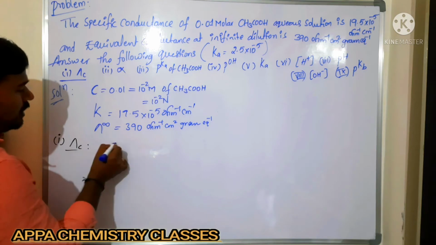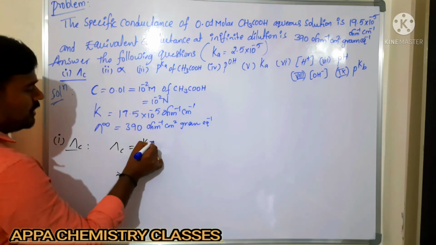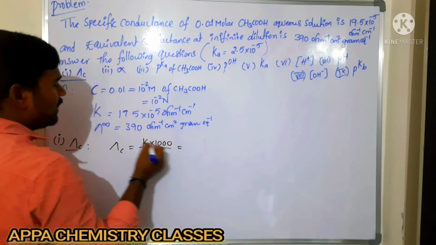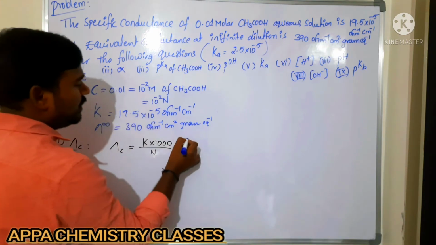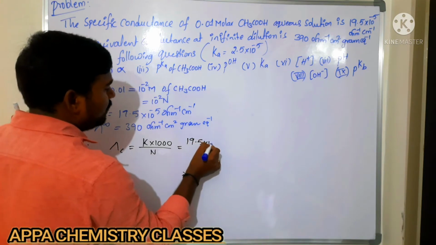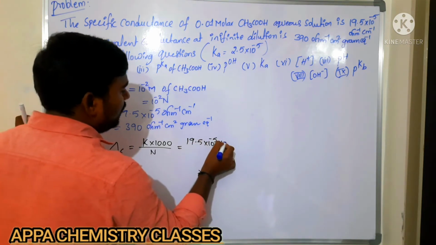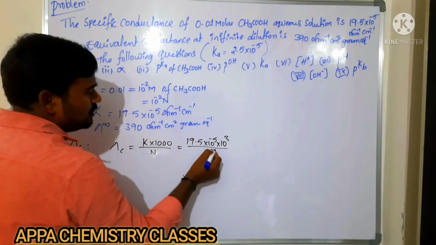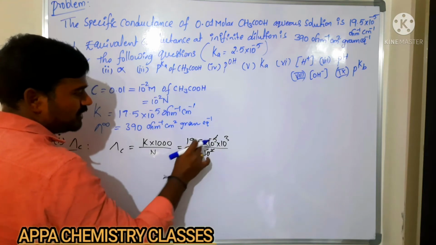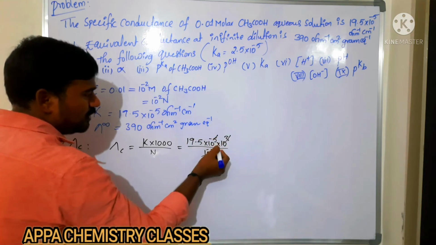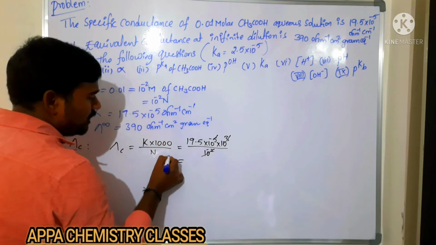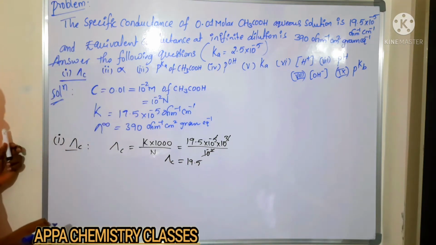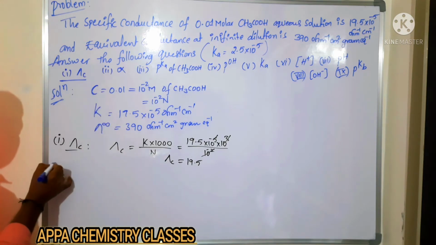We know that the equivalent conductance at a particular concentration is equal to K into 1000 by normality. So what is K here? K is the specific conductance, that is 19.5 into 10 power minus 5, into 10 power 3, by normality, which is 10 power minus 2. So 10 power minus 5 and 10 power 3, and 10 power minus 2 in the denominator, cancel. So the equivalent conductance at a particular concentration will be 19.5.